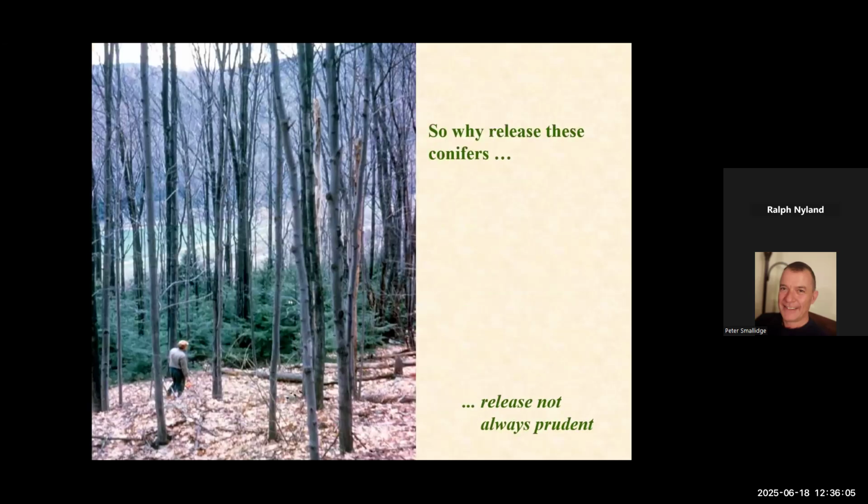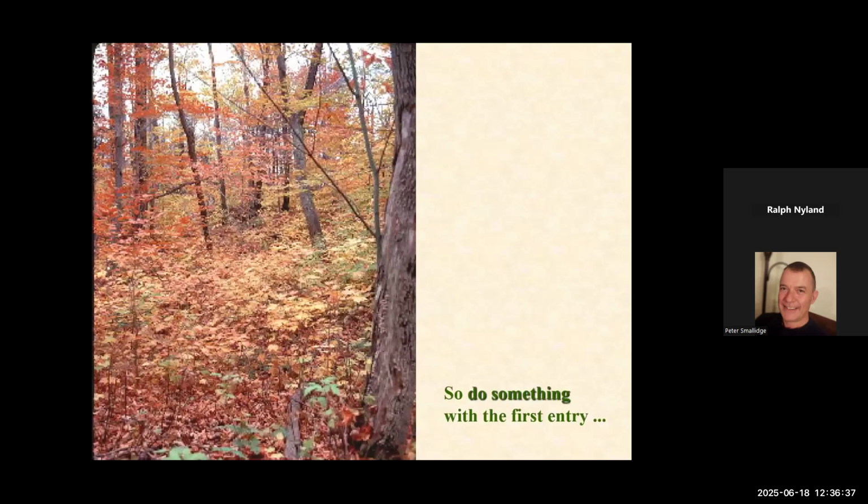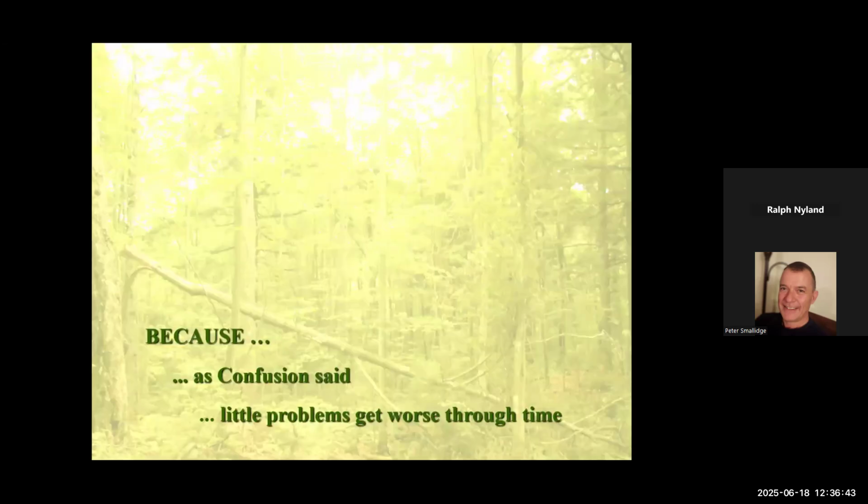So, why release these understory conifers? Release is not always prudent. Overall, ignoring interfering vegetation costs something. It means foregoing valuable species and their benefits, sacrificing biological diversity, and postponing the inevitable, the eventual rehabilitation to regain some kind of control over species composition and to promote a more favorable growth of the stand into the future. So do something with the first entry. And remember, little problems get worse through time.